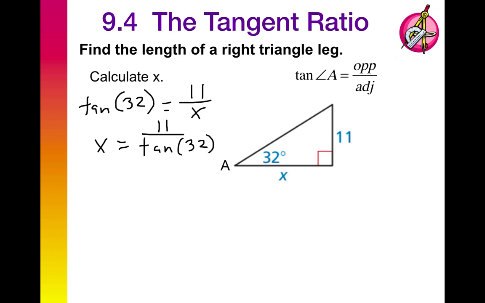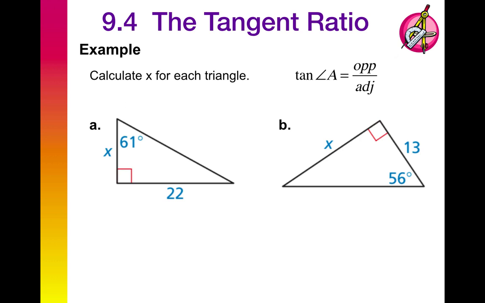You can take your calculator and plug in these numbers, and what you will get is that x is going to be equal to 17.6 approximately. And that's the distance for x here. All we knew was that we have a right triangle, we have an angle, and we have the opposite side. And by using the tangent ratio, we were able to come up with the other side, the other leg.